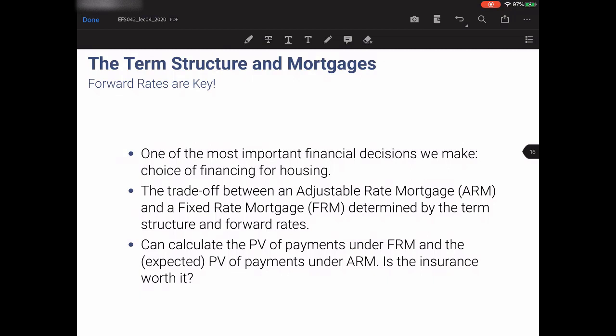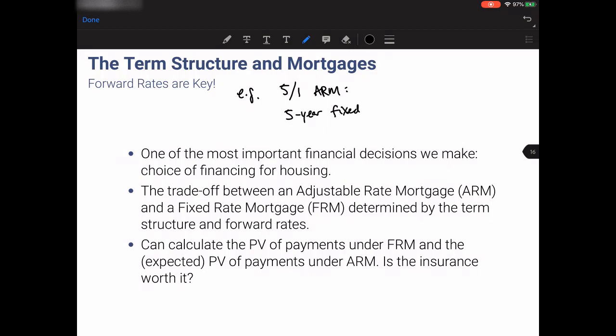So let me give you an example of an adjustable ARM. Typically, an ARM is quoted in the following way. So a 5-1 ARM, for example, means that in the first 5 years, you will have a fixed interest rate, and then followed by a rate adjusted every year.